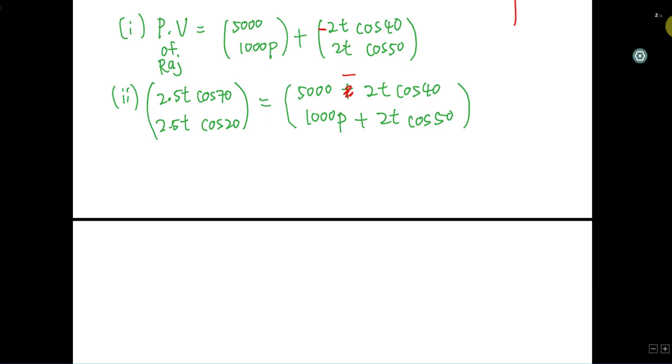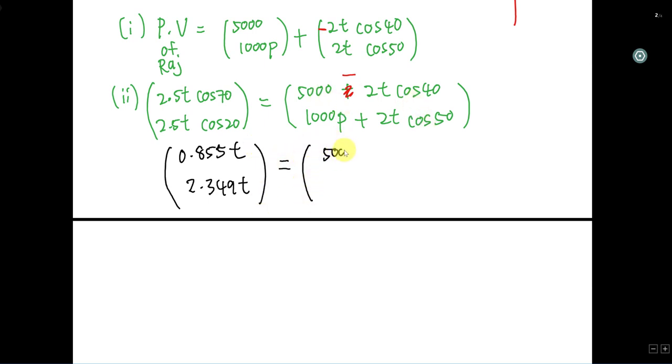I'm sorry about the silly mistake. For this one you just use the calculator. You do 2.5 multiplied by cos 70. Make sure your calculator is in degrees, not radians. You will get something like 0.855t. Then I will do the same thing: 2.5 multiplied by cos 20. This is 2.349t, which equals this one.